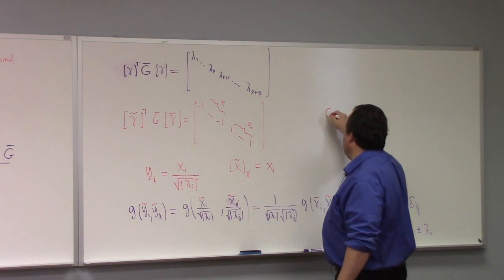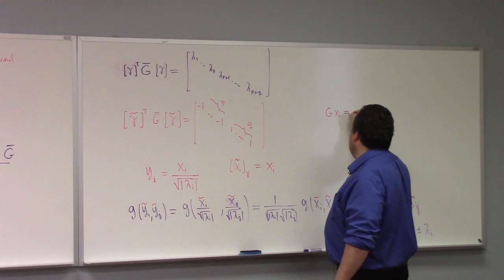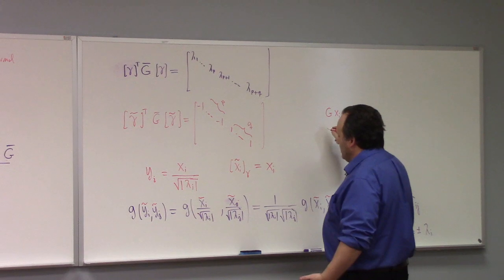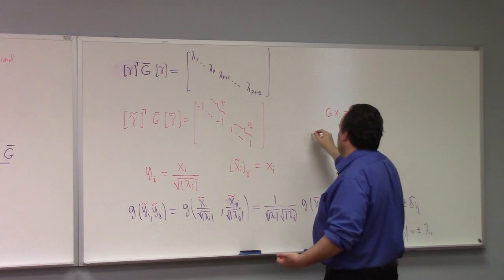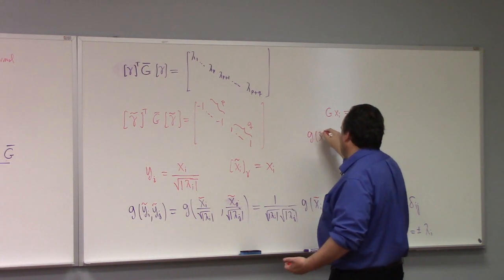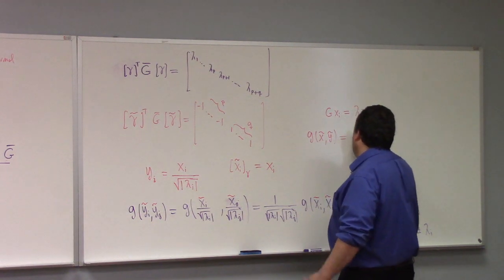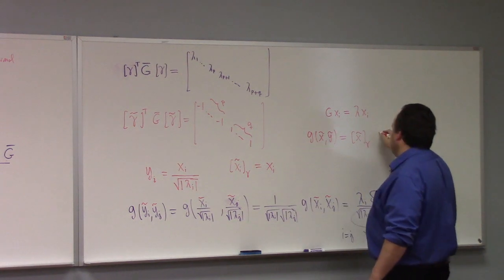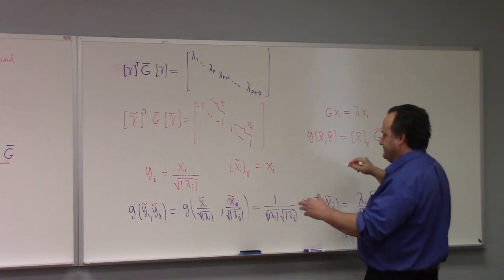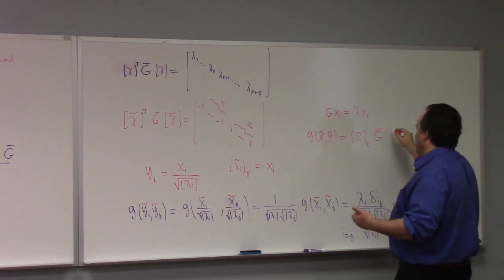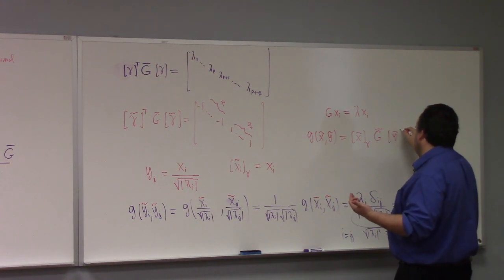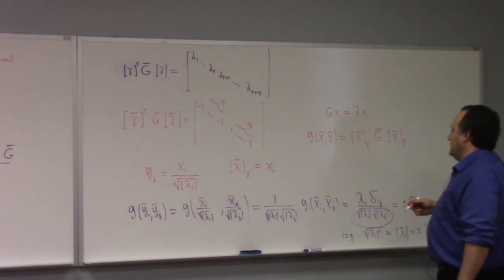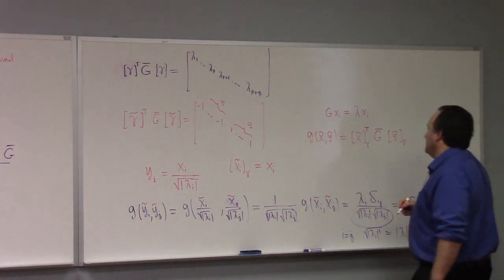What I know is that g of x_i is equal to lambda x_i, and I also know that g of x tilde, y tilde is equal to the coordinate vector of x tilde with respect to gamma times the g bar times the coordinate vector of y tilde with respect to gamma. Should there be a transpose in there? Yes. Thank you.